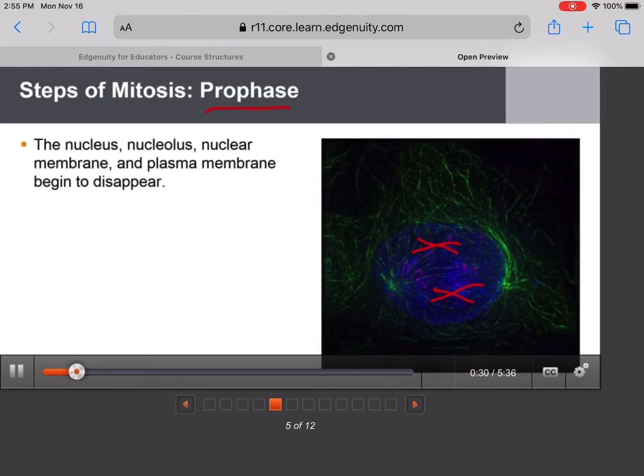During prophase, the nucleus, nucleolus, and nuclear membrane begin to disappear as they dissolve to prepare the cell for division and allow movement of chromosomes. So chromosomes become visible as the chromatin begins to coil together. And you can see them right there.